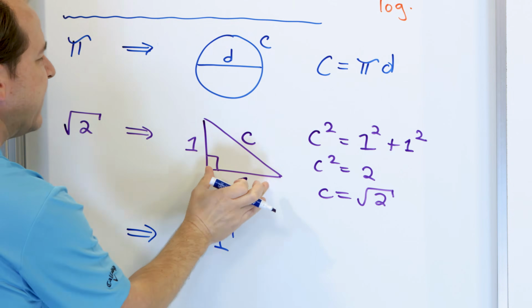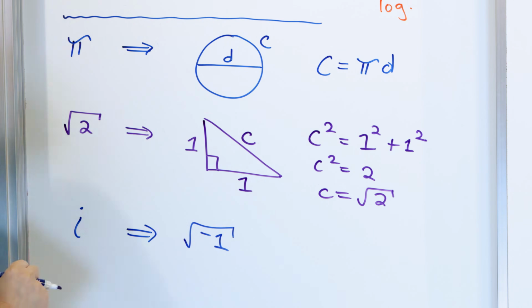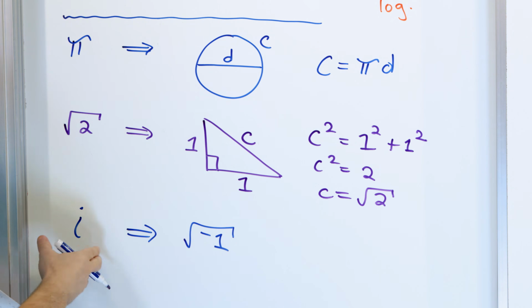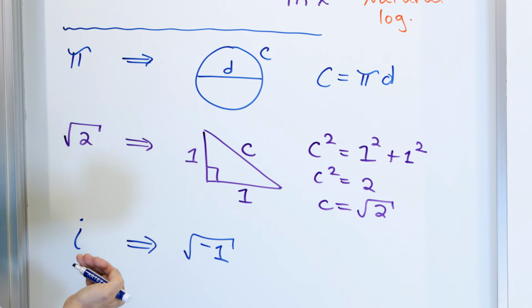One comes from looking at the Pythagorean theorem. Both of these are geometric definitions. This one is not a geometric definition. It's just the definition of the square root of -1. We call this thing the imaginary number i. So these come from geometry. This one comes from a definition.